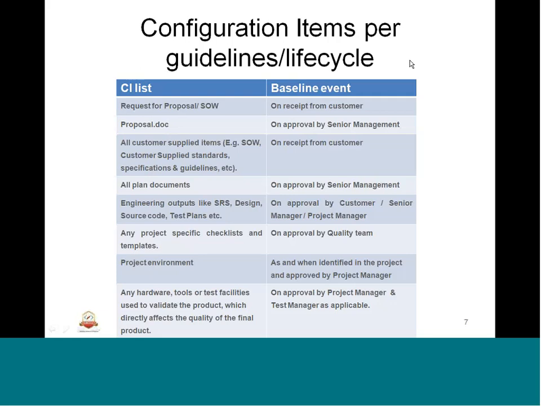I picked up a few examples from a typical embedded industry. When we get outsourced embedded software testing or embedded software project development, we first get the proposal, the contract or the statement of work. All this will be configurable again, because there could be a change over a period, so definitely change control has to happen and these should be part of the CI. The event is on receipt from the customer: we get a request for proposal, or RFP, or a statement of work from the customer, and that itself is what we are going to baseline.